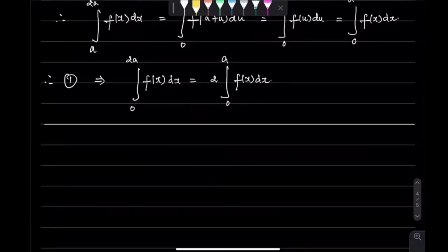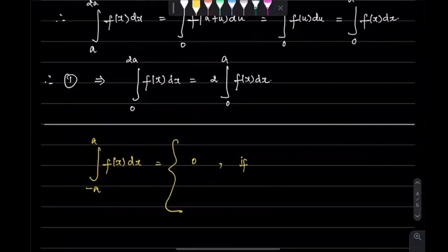Odd function: the integral from minus a to plus a of f of x dx will be equal to 0 when f of minus x is equal to minus f of x. So what does it mean? Which means f of x is an odd function.